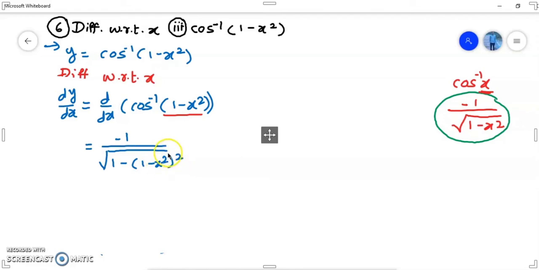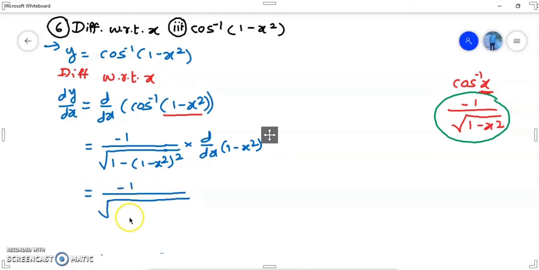And its square. And then into d by dx of the replacement of x, 1 minus x square replacing x. So derivative of 1 minus x square. This gives you minus 1 upon whole root of 1 minus. Now expand this because it is sorted out, so you can simplify this.